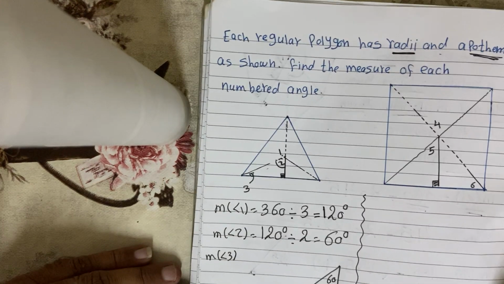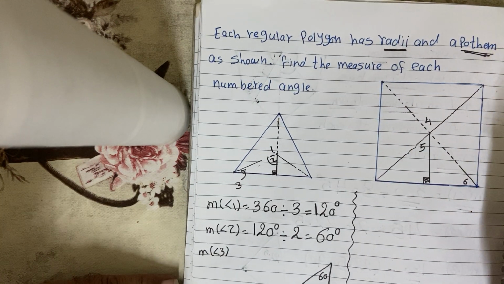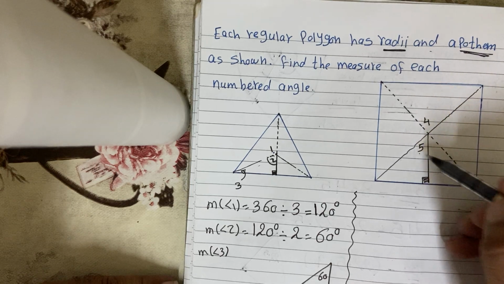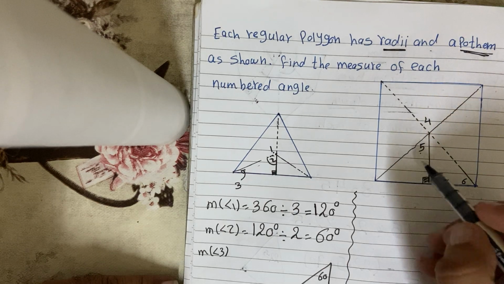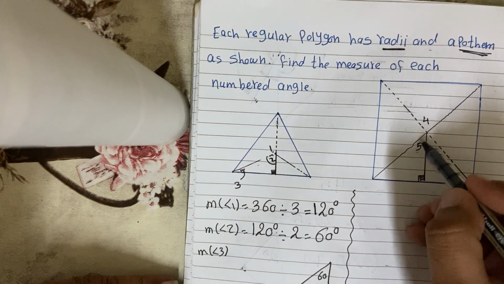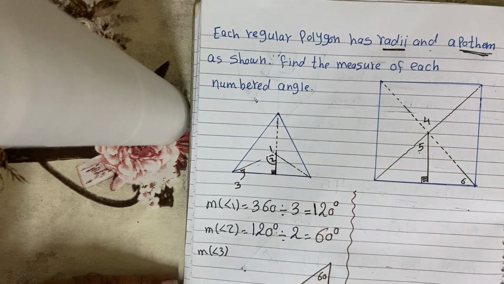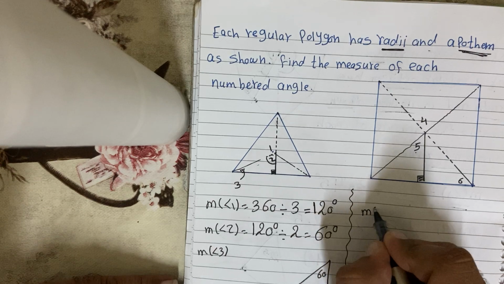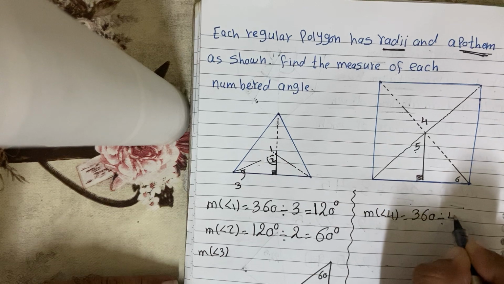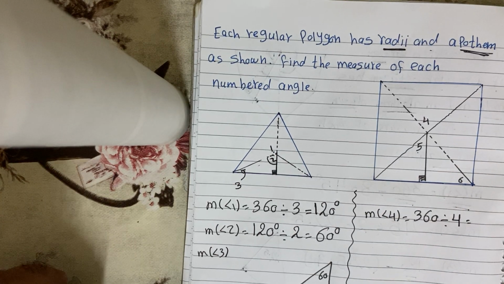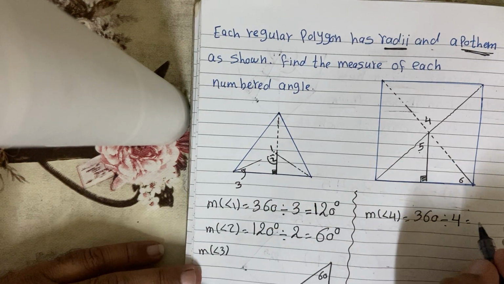The other one, I have a square like that and angles 4, 5, 6. Angle 4 is between two radii. Angle 5 is between the apothem and radius. Angle 6 is this angle. Let's find measure of angle 4 first. As usual, 360 divided by 4 because it's a square. A square has 4 sides. 360 divided by 4 is 90.